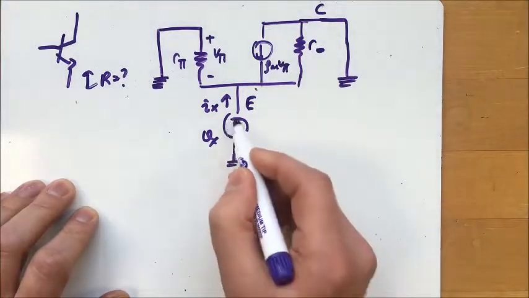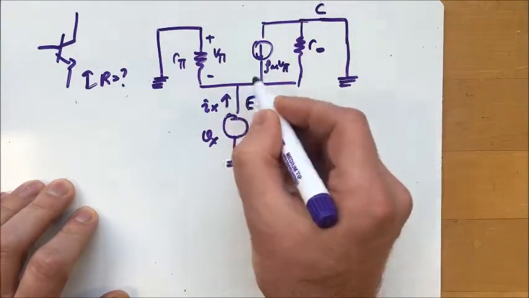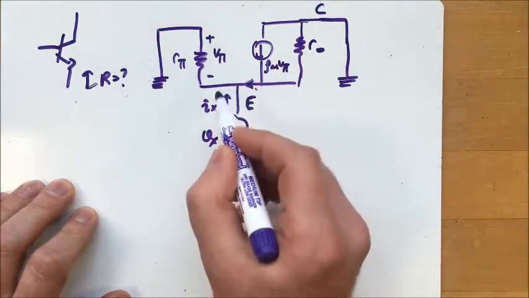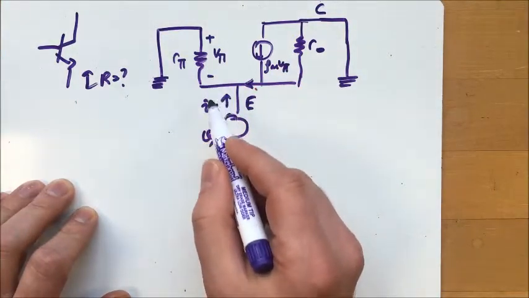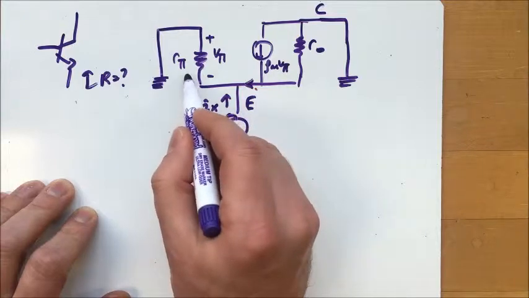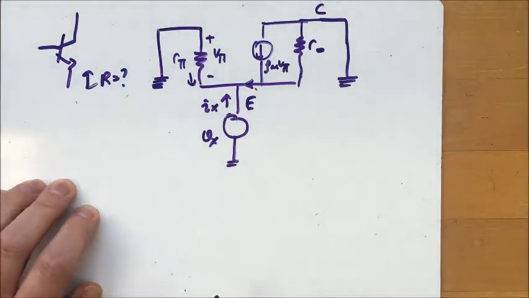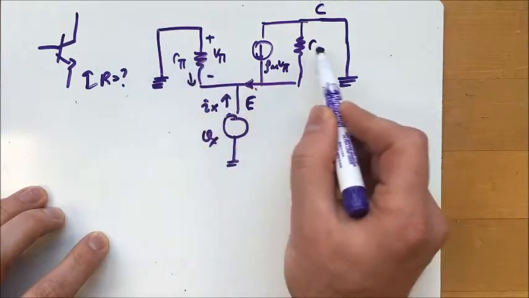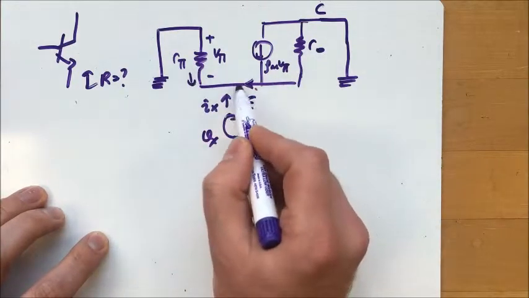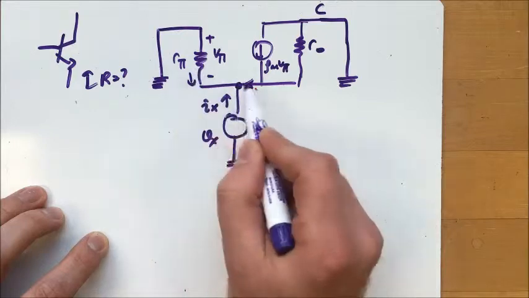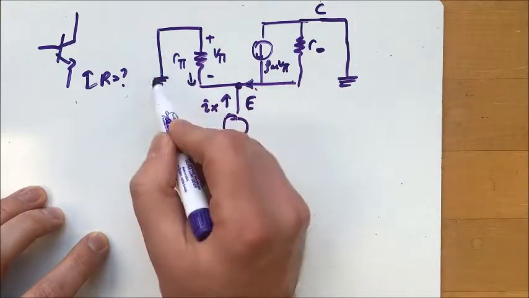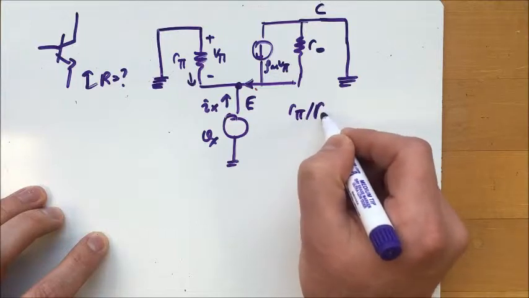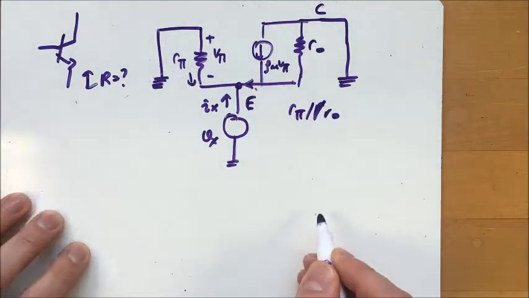So there is a current going on here, there's a current coming in here, and there is a current, we'll define it in this direction. So if you look at here, R pi and RO are actually in parallel. They're connected here, same, and they're both grounded. So wherever I have R pi, it's actually R pi in parallel with RO.